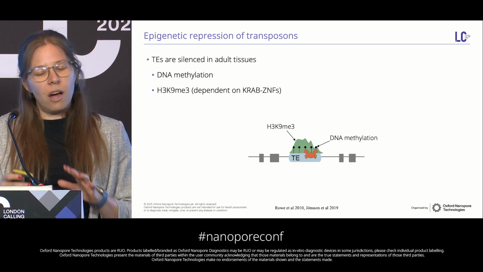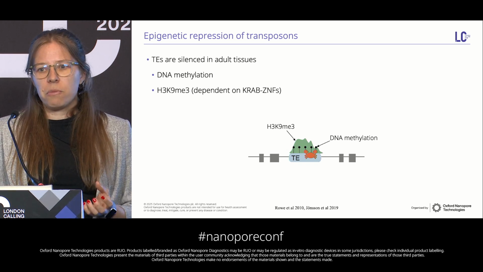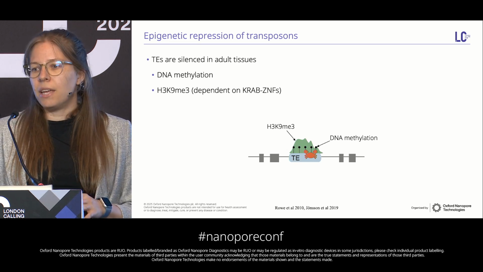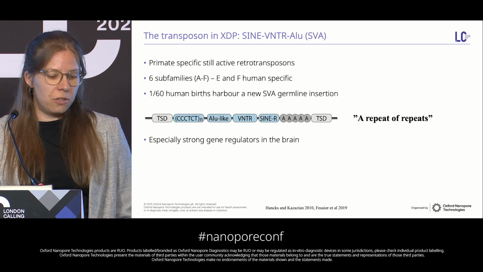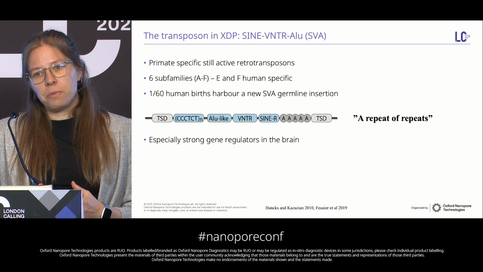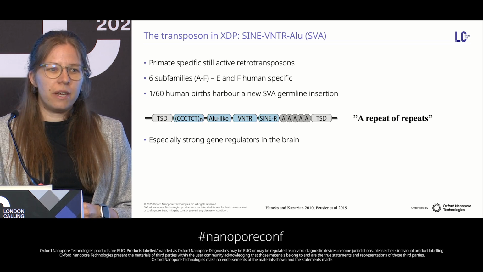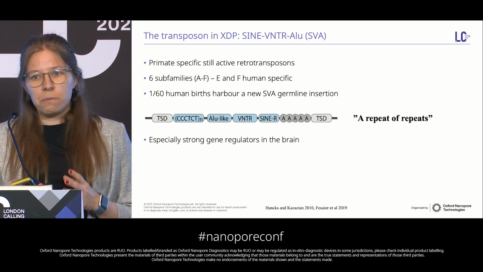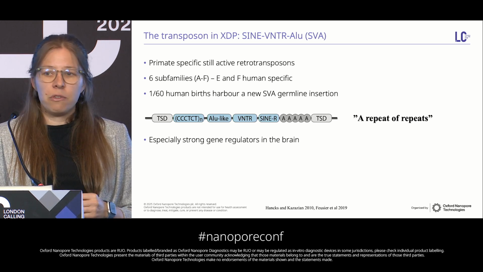Here I show you in the schematics how this complex works. Basically, there are these KRAB zinc finger proteins that are transposon specific. They bind to the transposon, and then they recruit H3K9 trimethylation and DNA methylation to repress the transposon. And then the specific transposon that we study in this XDP disease is called SINE-VNTR-Alu, or SVA, insertion. These transposons are of specific interest because they are primate-specific. Some of them are even human-specific.